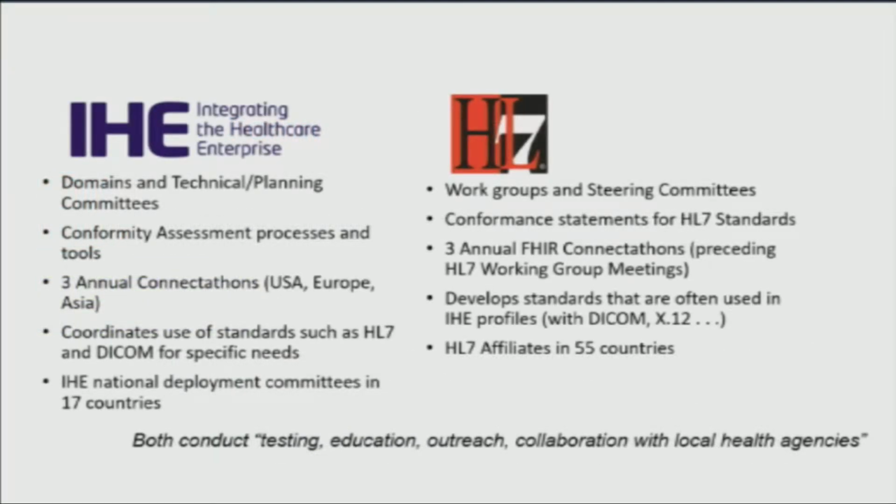They're similarly organized. IHE is organized into what's called domains, and they produce conformity assessments. They have connectathons 3 times a year. HL7 has work groups. They have conformity assessments. They have 3 FHIR connectathons now. The FHIR connectathons are somewhat being patterned after the IHE connectathons. They're not the same thing. They're rather complementary. And as both organizations mature, we're both looking to figure out where those two things happen, right?